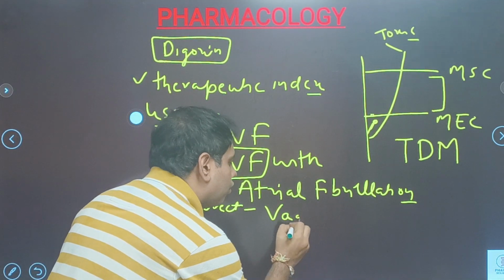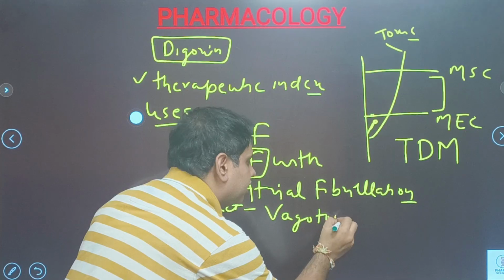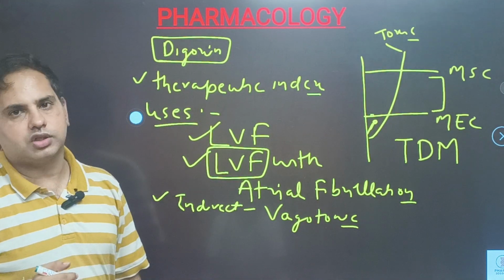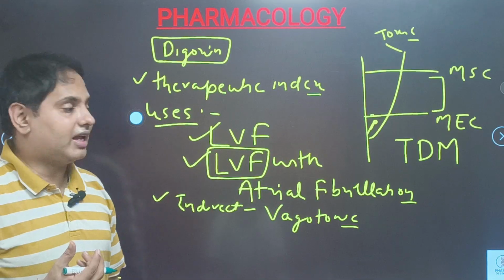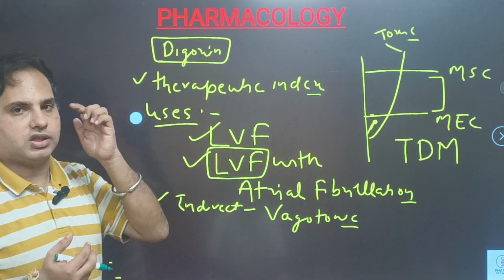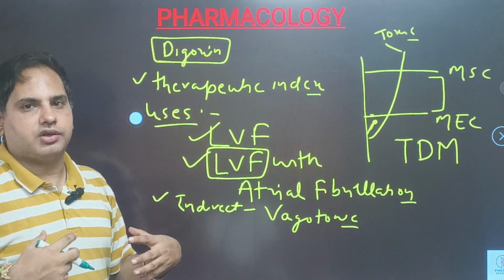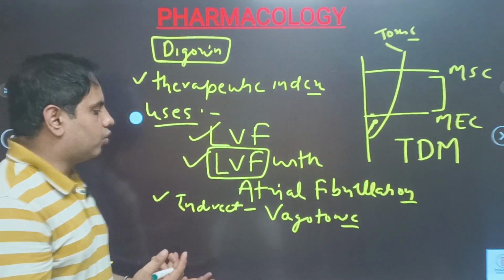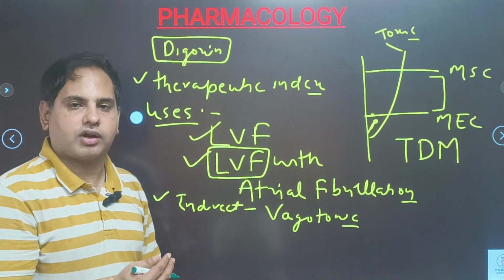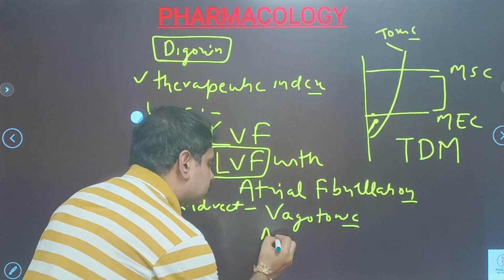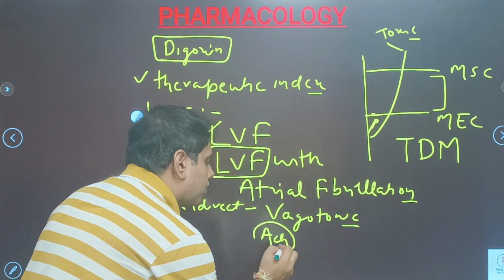So it's a vagotonic drug. It stimulates our vagus nerve. That is the indirect effect of the digoxin drug. So if the vagus nerve is stimulated in our body, what will happen? Acetylcholine will be released, the major neurotransmitter in the parasympathetic system. So acetylcholine will be released, and we are talking about the heart.